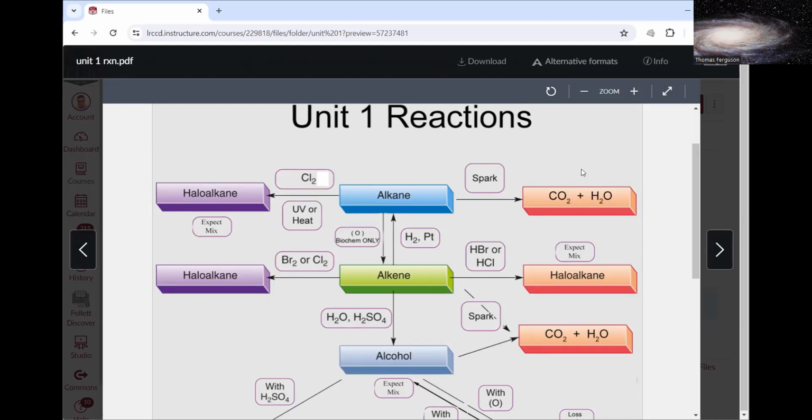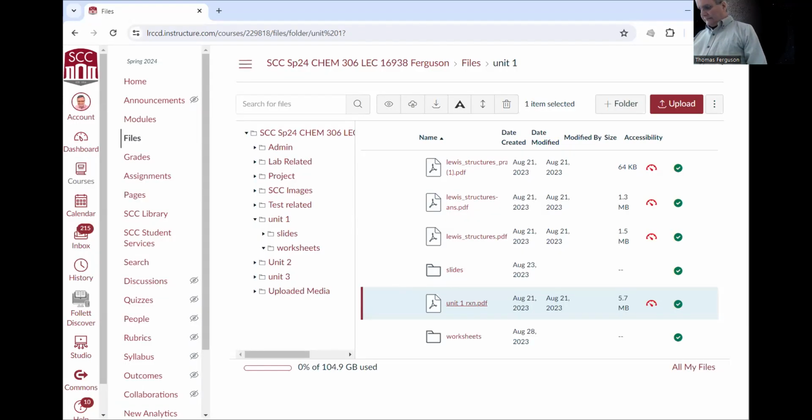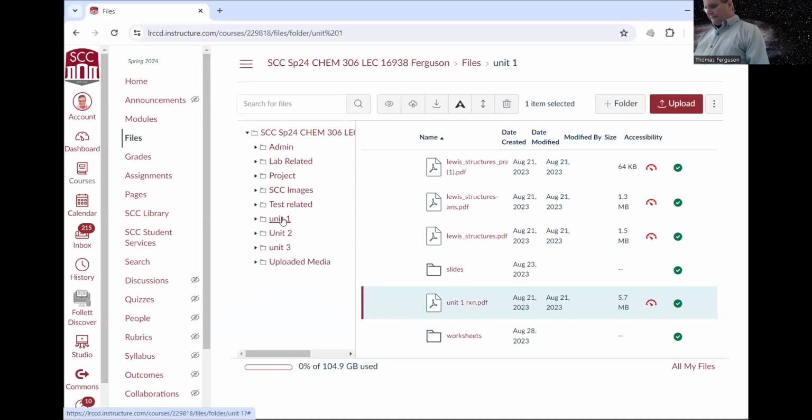You'll be using these throughout the whole semester, particularly in units 1 through 4. I noticed with an alkene, there's a lot more reactions that can go on. That's because it's less stable than an alkane. Alkanes are nice and stable, hence they don't have very many reactions. Okay, so that's called Unit 1 reactions. Definitely print that off. So that's under Unit 1 files.